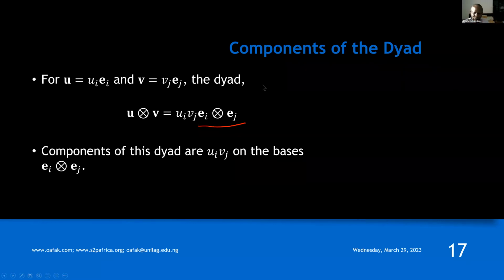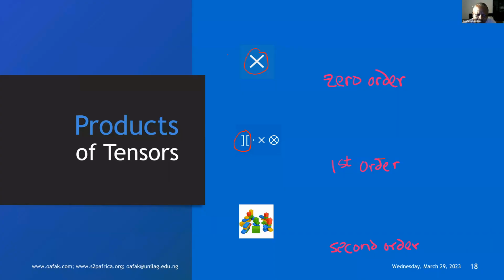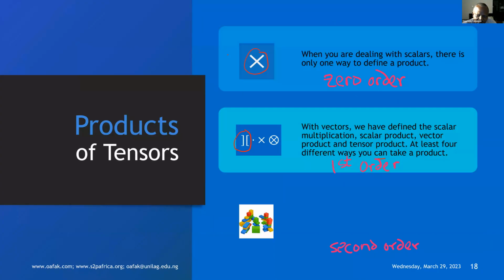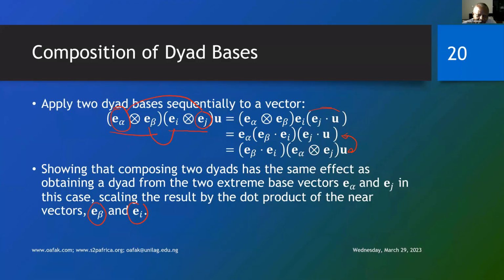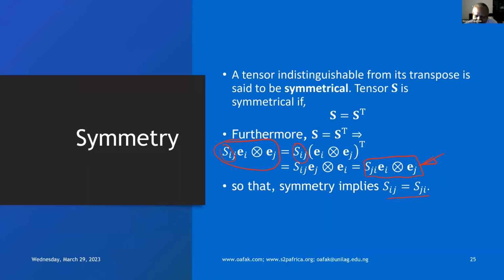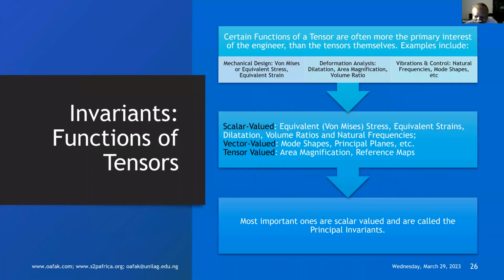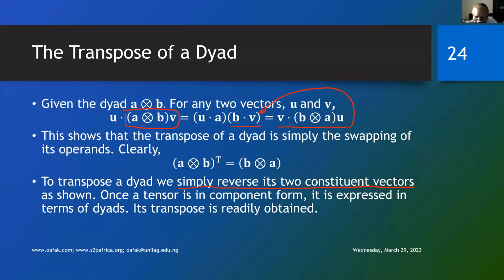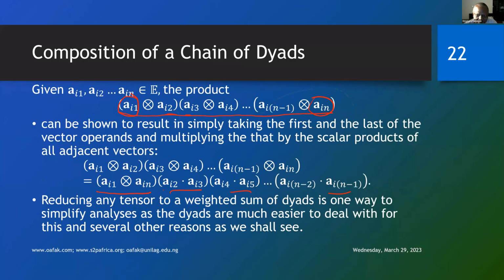Before I go on, there are two more things I want to do today before I finish the class. I want to define the product of tensors, composition of dyads, and then the transpose of a dyad, and the idea of symmetry. I will stop on slide 25 today. So we have like 8 slides to go.